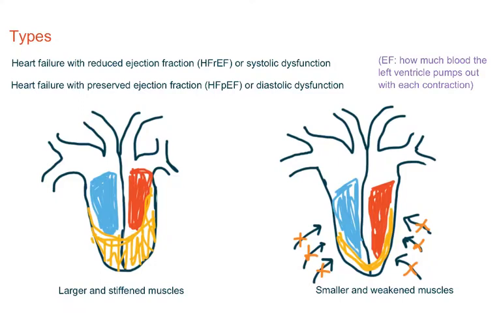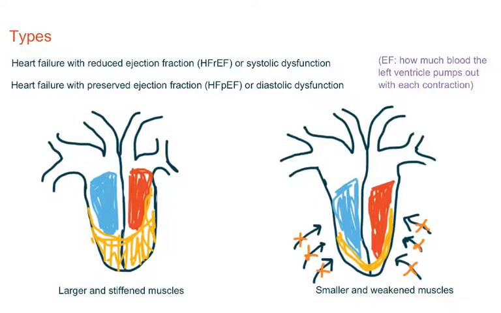Heart failure is divided into two types: heart failure with reduced ejection fraction or systolic dysfunction, and heart failure with preserved ejection fraction, that is diastolic dysfunction. To understand these two types, you need to know what is ejection fraction. Ejection fraction is the amount of blood that is pumped out by the left ventricle with each contraction. Normally it is between 50 and 70%.